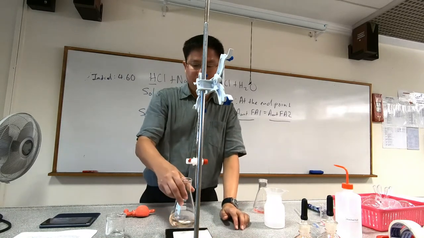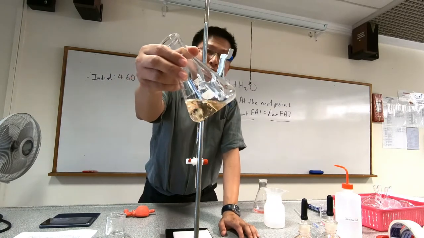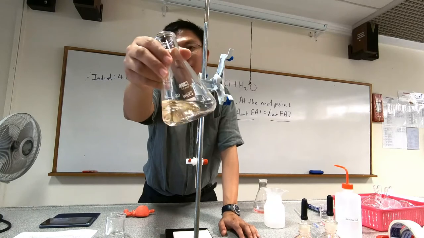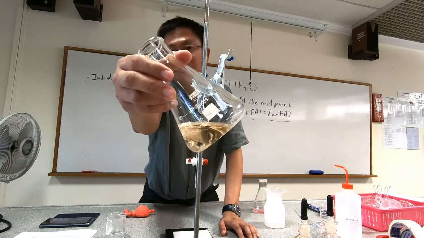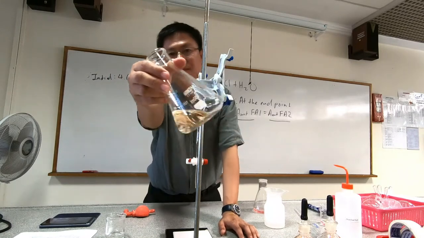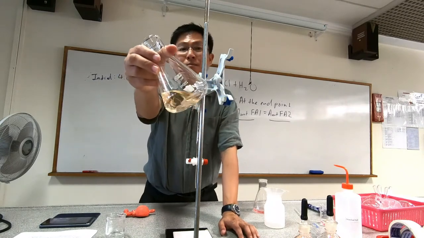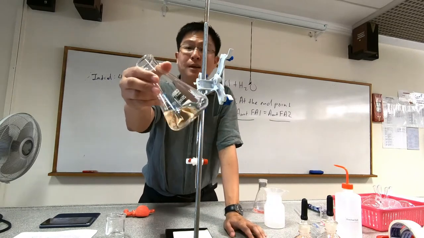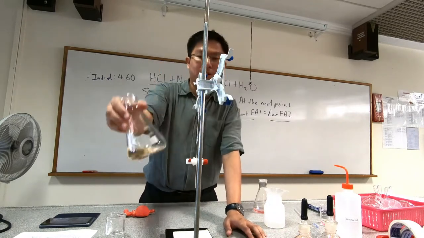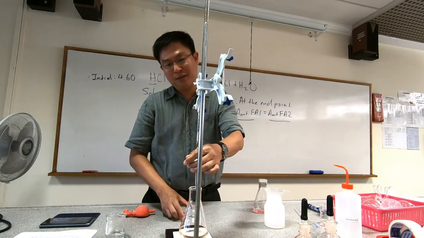And this is the expected endpoint where we can see an orange color, or what you normally may see is also a salmon-like color. So this is the end point. But notice, it doesn't really matter. You are given some leeway. So what happens if you exceed this end point? Well, even if you exceed by one drop, the color should change by a lot.